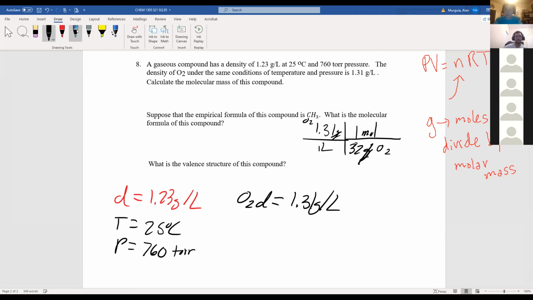So with our grams cancelling out and we divide 1.31 by 32, what does that give us? 0.038. So 0.038 or 0.04. Let's round it up to 0.04. So 0.04, and we follow our units. This is moles, and we see that the liters are still at the bottom, so it's going to be moles per liter. So now we've converted our density of oxygen from grams per liter to 0.04 moles per liter.